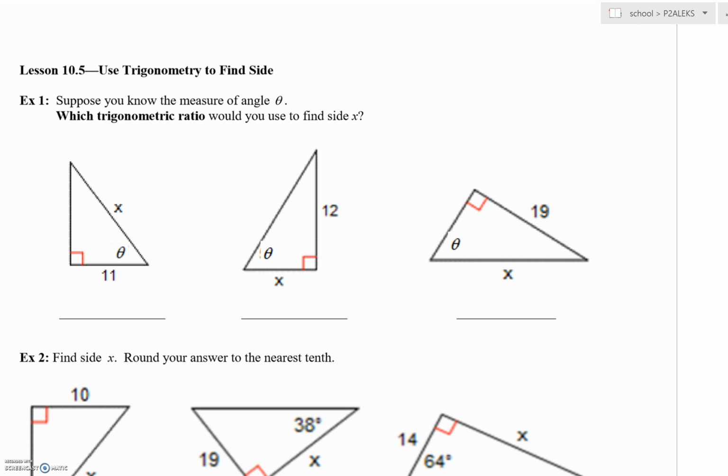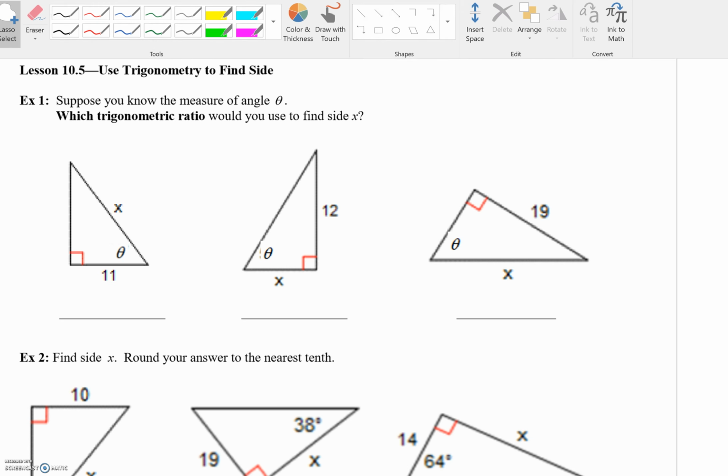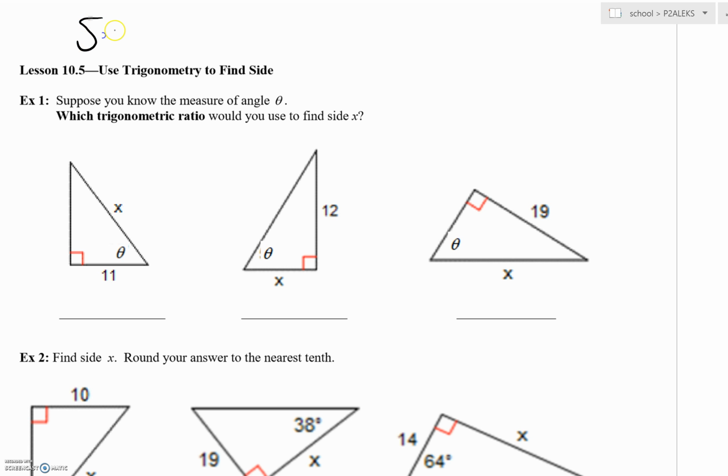Okay, Algebra 2, Lesson 10.5. We are coming back to work with right triangle trig, and of course we have SOHCAHTOA. SOHCAHTOA was a wonderful memory device that tells you which trig function you're going to be working with.